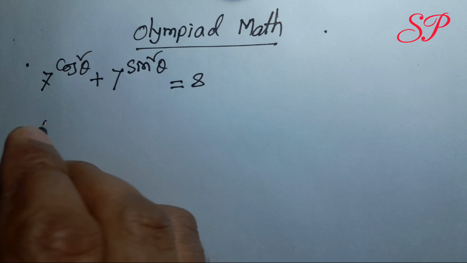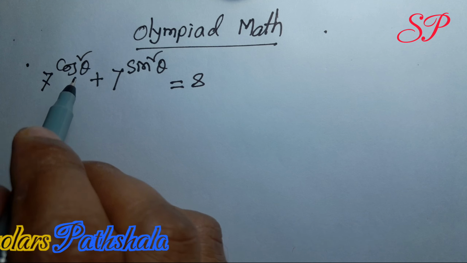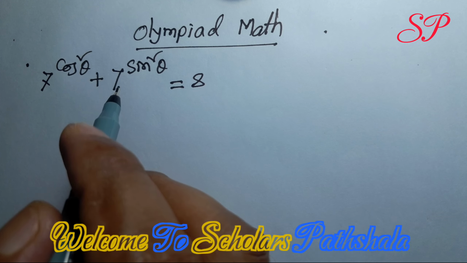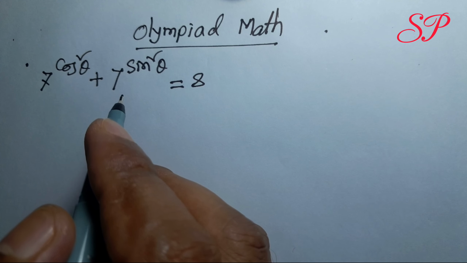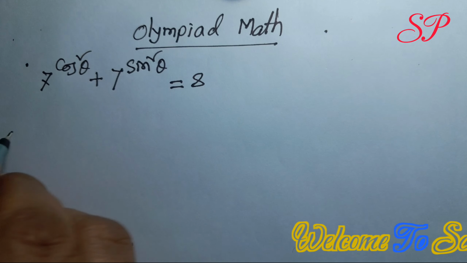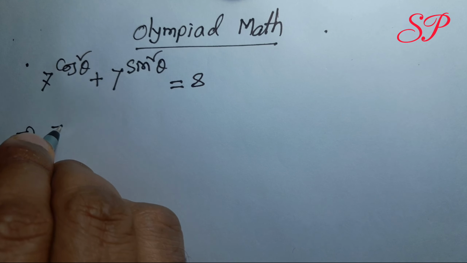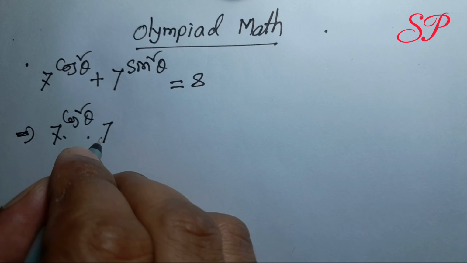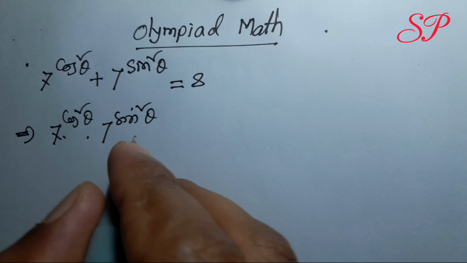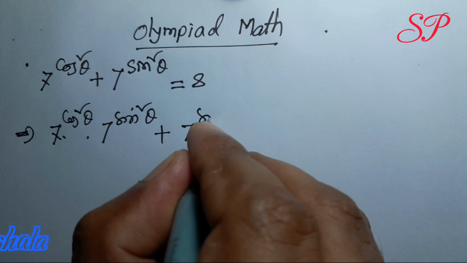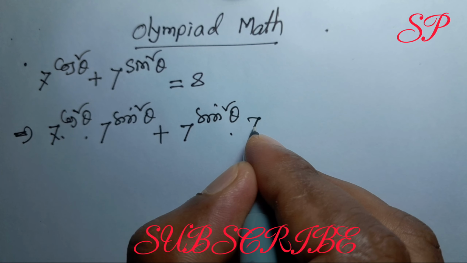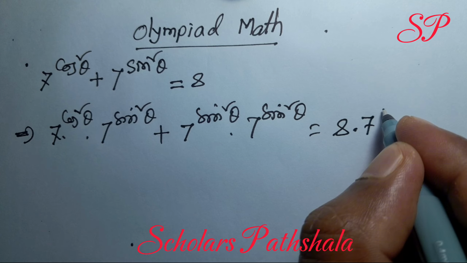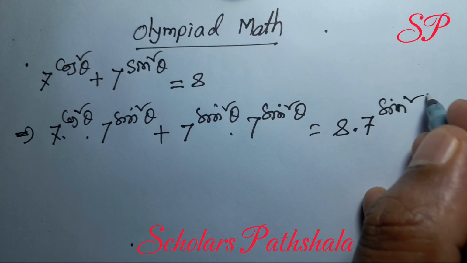Okay, let's start. Here is given 7 to the power cos square theta plus 7 to the power sin square theta. We multiply both sides by 7 to the power sin square theta. 7 into 7 to the power cos square theta into 7 to the power sin square theta, plus 7 to the power sin square theta into 7 to the power sin square theta is equal to 8 into 7 to the power sin square theta.